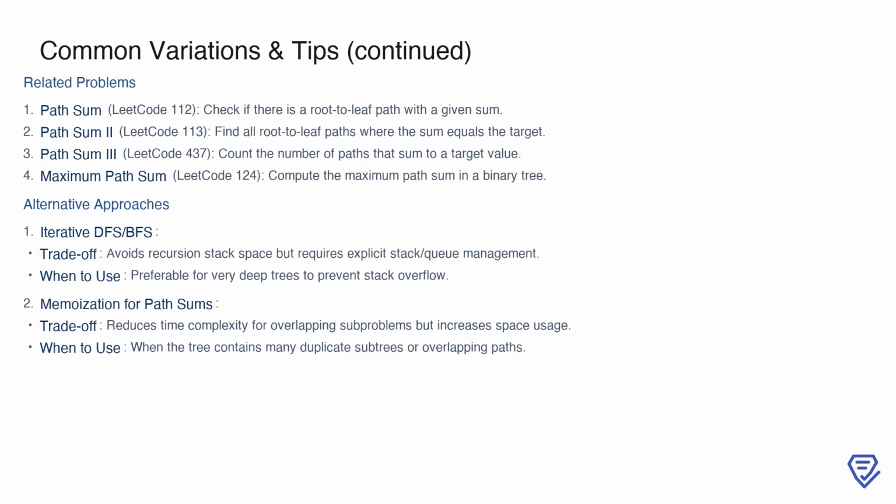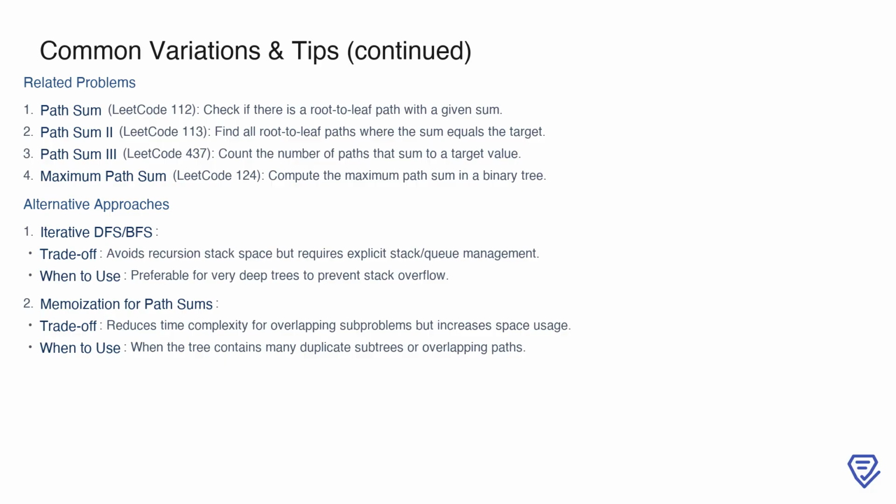Now, let's explore alternative approaches. Iterative DFS or BFS can be used instead of recursion. This avoids consuming stack space from recursive calls, although it requires manual stack or queue management. It's particularly useful for very deep trees, where recursion might lead to stack overflow.